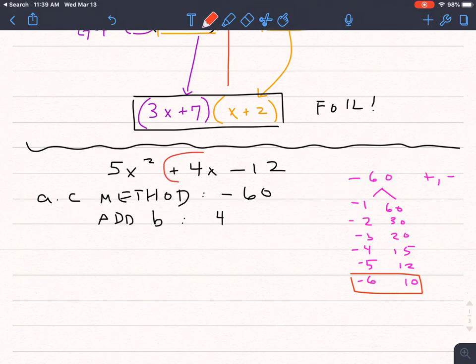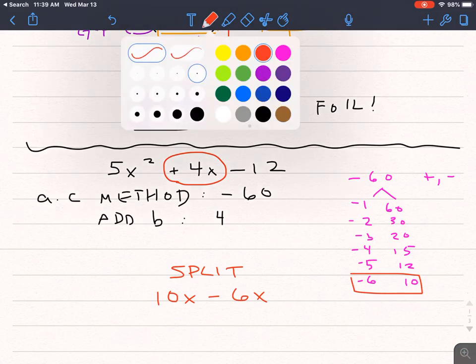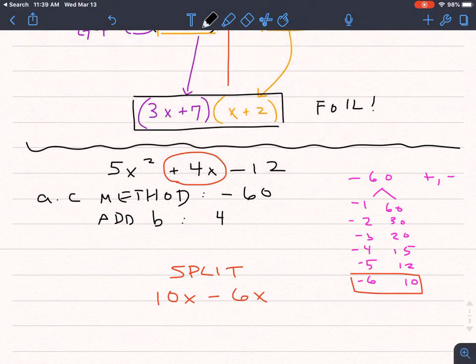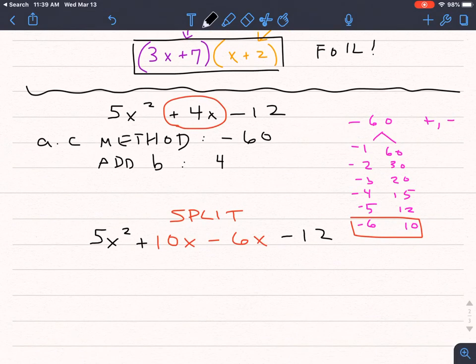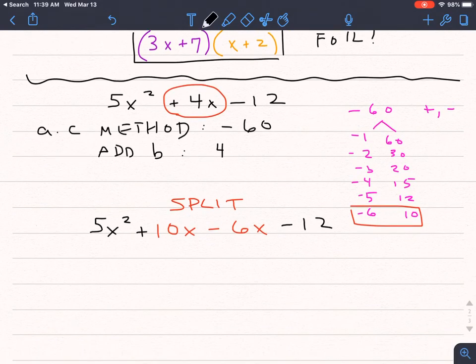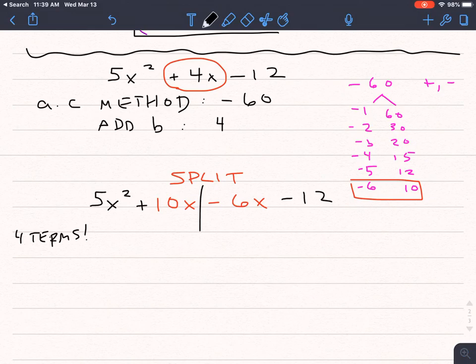So I will now take that positive 4x and split it up into 10x and negative 6x. Again, order does not matter when you write those two terms out. I'm choosing to put the 10x first just to illustrate a point with my negative signs later on in the problem. So from here I'm going to count out my terms, and we should always have 4 terms at this point. And it looks like we do, so I can now split my problem in half.